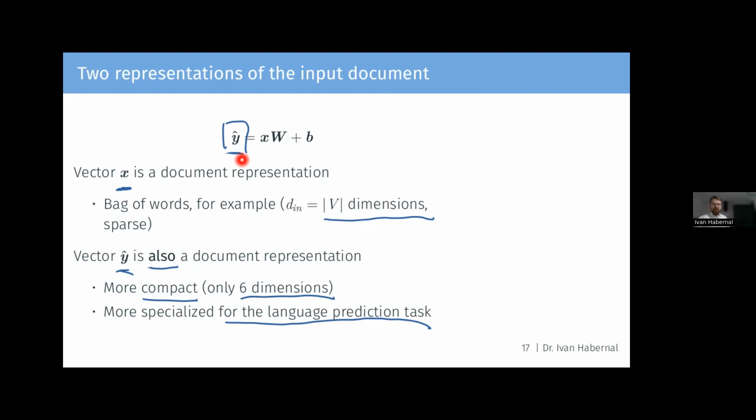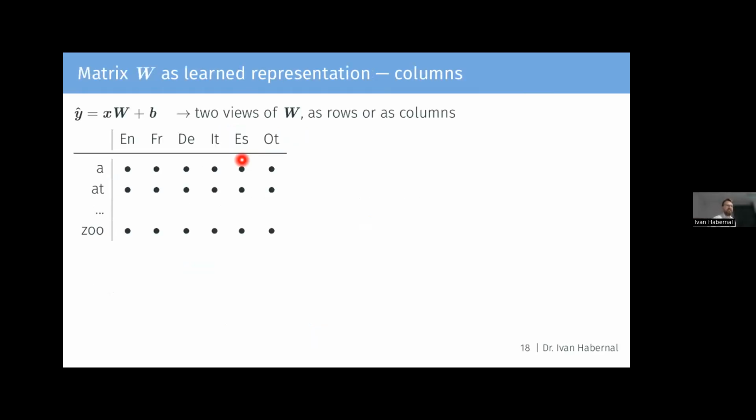So this is okay, but also the matrix is some learned representation, actually. And the matrix here, we learn it, right? When we run the training and do the stochastic gradient thing, we learn the parameters, the matrix. And we can have 2 views on this W matrix, either as rows or as columns. So we start with the columns. This is the W matrix. This size is the size of the vocabulary, right? So 100,000 or 10,000, and this is 6 columns, and we're projecting a vector through this matrix.